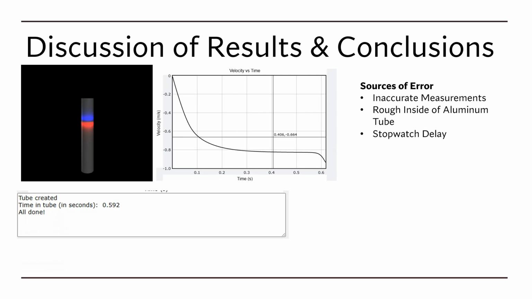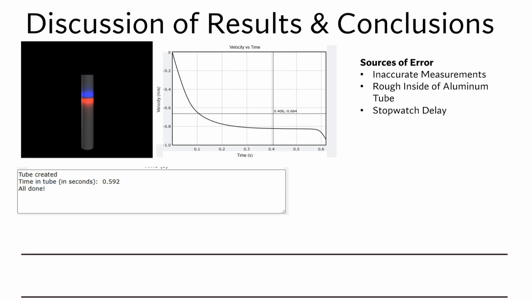Some sources of error are inaccurate measurements, like of the tube, some roughness inside the aluminum tube, potentially making it slower than it should be, and some stopwatch delay due to human error.